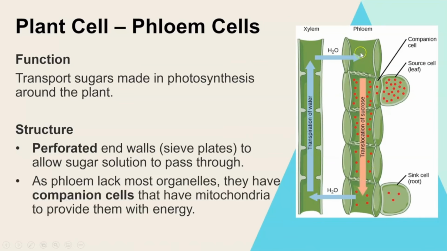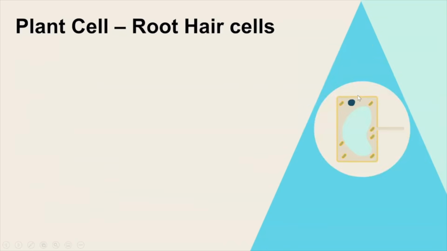Now it's also pretty hollow inside, so it is almost like a hose pipe apart from these sieve tube elements. And that means they have companion cells. So we've got these cells that line the phloem, which we call companion cells because they help the phloem cell. So they will have mitochondria in to provide the energy that the phloem cells need, because the phloem cell itself doesn't have mitochondria within it.